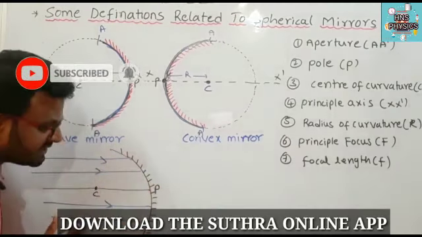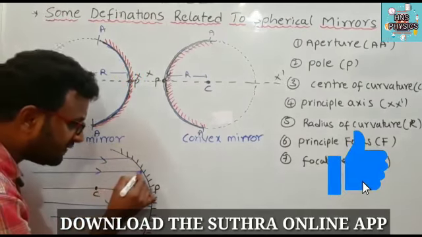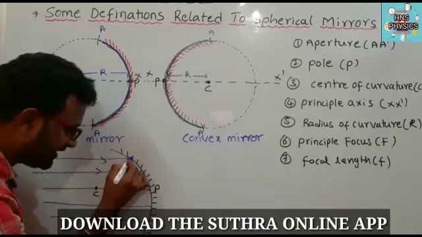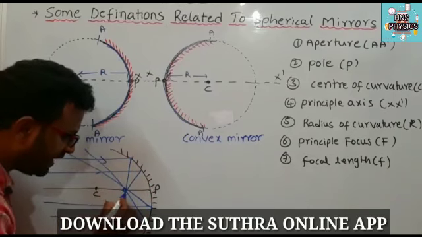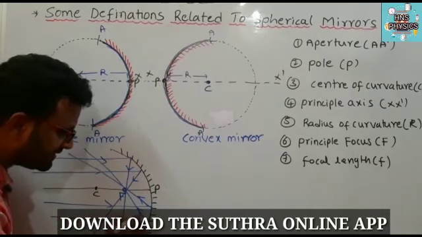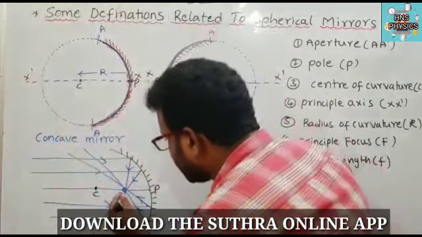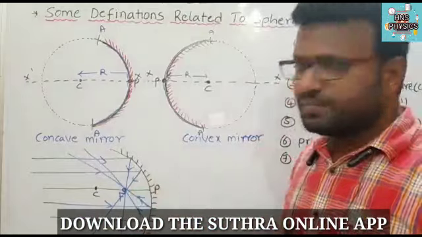Inside, what is there? A reflecting surface is there. Due to the reflecting surface, what happened? The rays are reflected, and these reflected rays meet at one point on the principal axis. All the reflected rays after the reflection meet at one point on the principal axis. At that point, total focus will be concentrated. So that is called the principal focus.